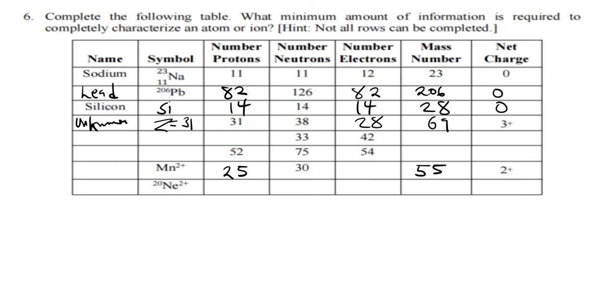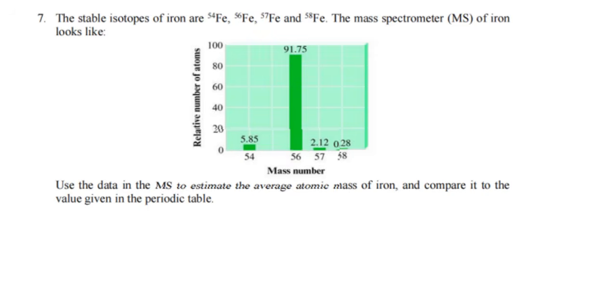Then for electrons, we have to be very careful here. This manganese has lost 2 electrons. So from the 25, we subtract 2 and we're going to have 23 electrons. Then we're saying this is manganese, so I can write the name manganese. So basically, this is how you fill in this table and the concepts. It's not very hard. Then we come to question number 7.